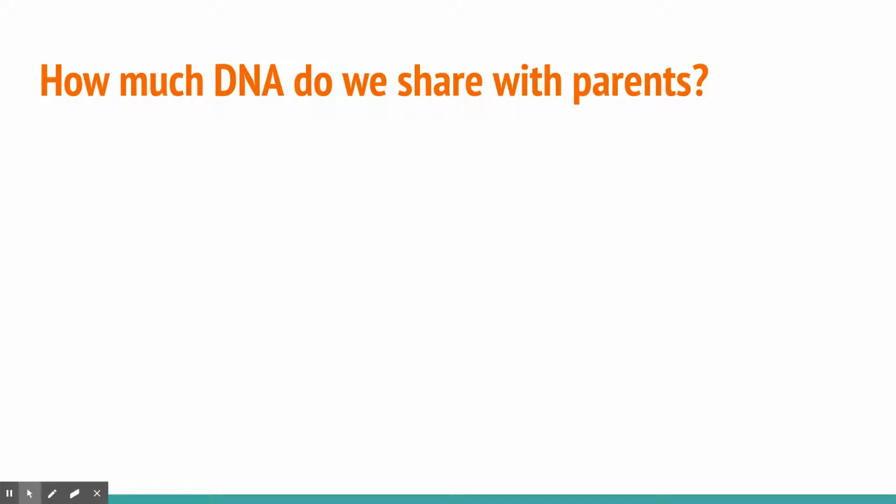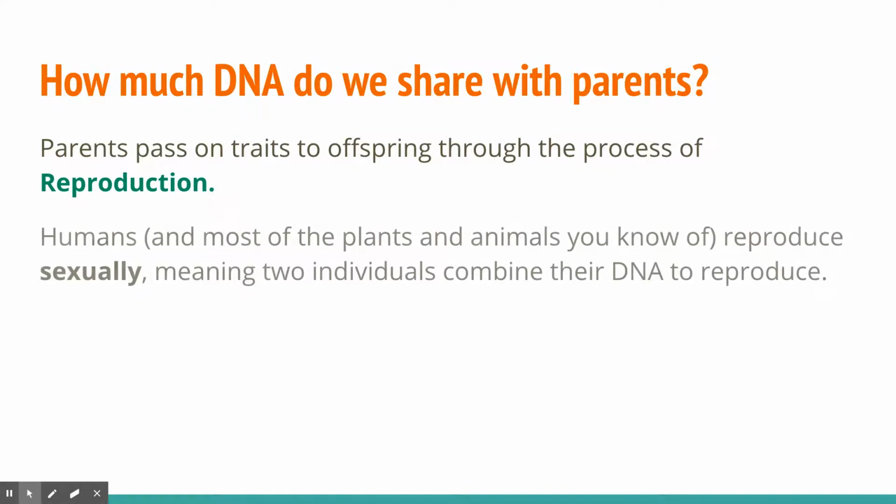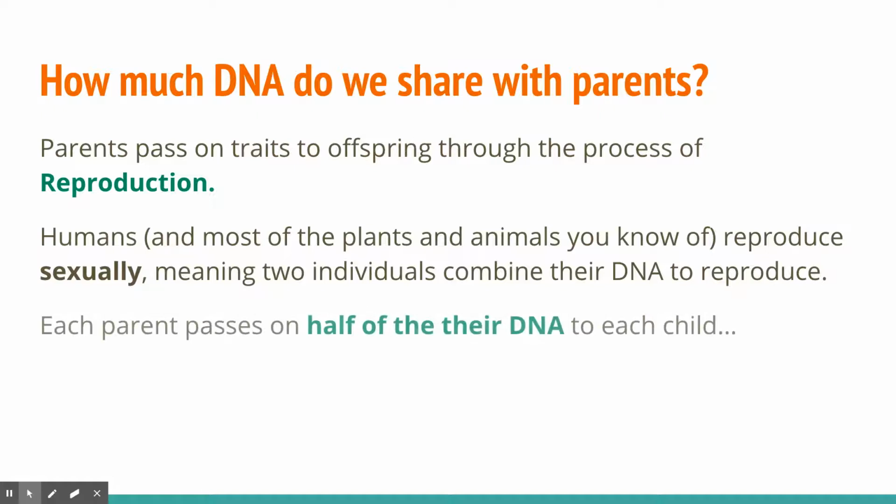Let's keep going. So parents pass on traits to offspring through the process of reproduction. Humans and most of the plants and animals you know of reproduce sexually, meaning two individuals combine their DNA to reproduce. Each parent passes on half of their DNA to each child. So you get half from the mom, half from the dad, or it's not always mom and dad, half from the sperm, half from the egg, however you want to view it.